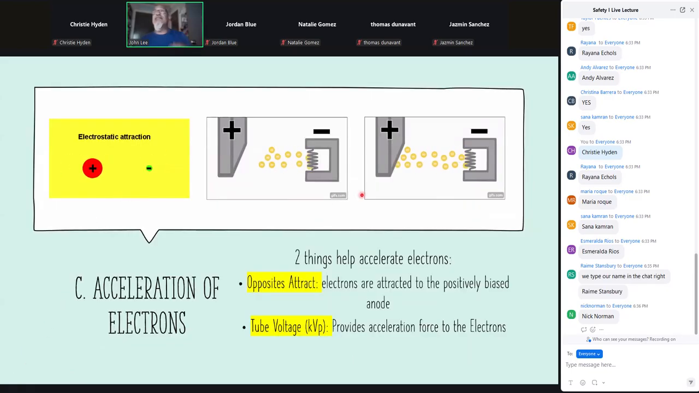Now, again, because of the electrostatic attraction between the unlike charged cathode and anode, the electrons are naturally going to want to go towards the anode and towards the target. But that pull of electrostatic energy there is not enough to get into the range of kilovolts that we need in order to produce diagnostic X-rays. So we're going to help that along by adding a kV, which is going to accelerate those electrons, giving them a higher kinetic energy.